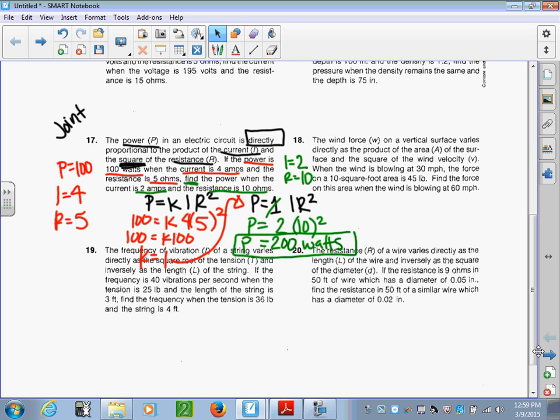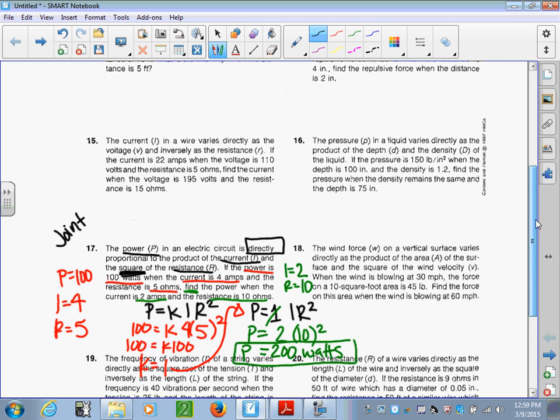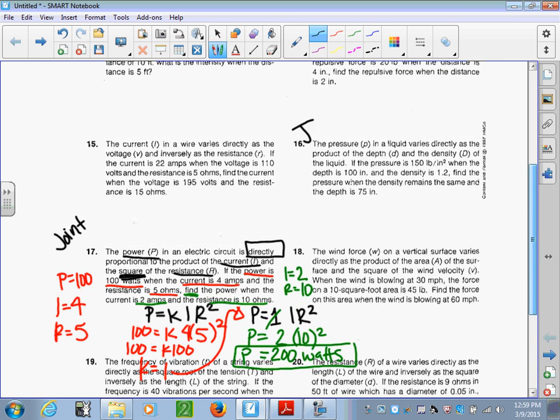Alright, so there's a joint. For your homework, just to give you a few little hints, joint would be like 16. 16 is a joint problem. I'll put a J next to the joint one. 16 is joint, and 18 is joint.